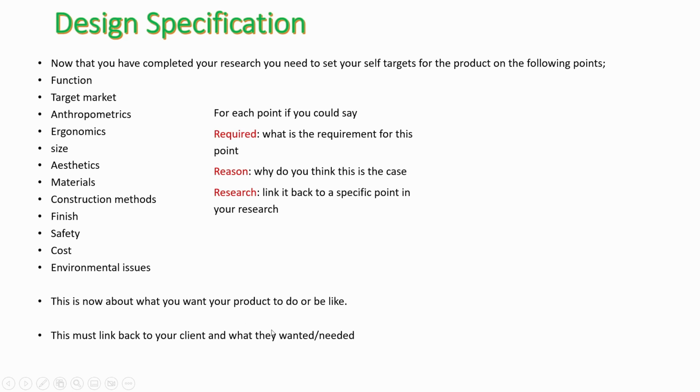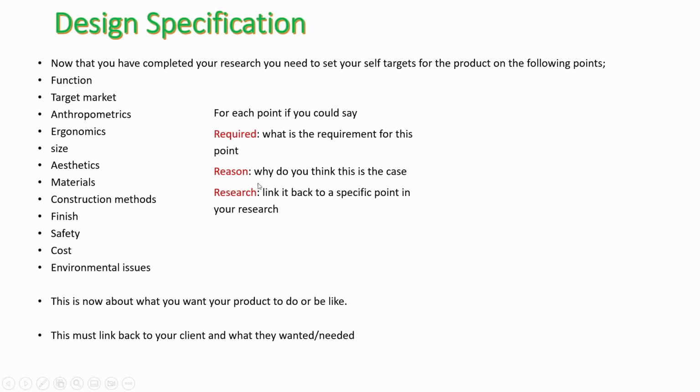Okay, so this now is what you personally want. I've got no say in how you want to set this out. These are you setting your targets for the thing that you are designing and making. For each one, what I would do is have these little subheadings. So required. What is the main function of this thing? Who is the target market? What anthropometric data, what measurements do I need to use? What sizes must it be? What construction methods must I use? So what is required?